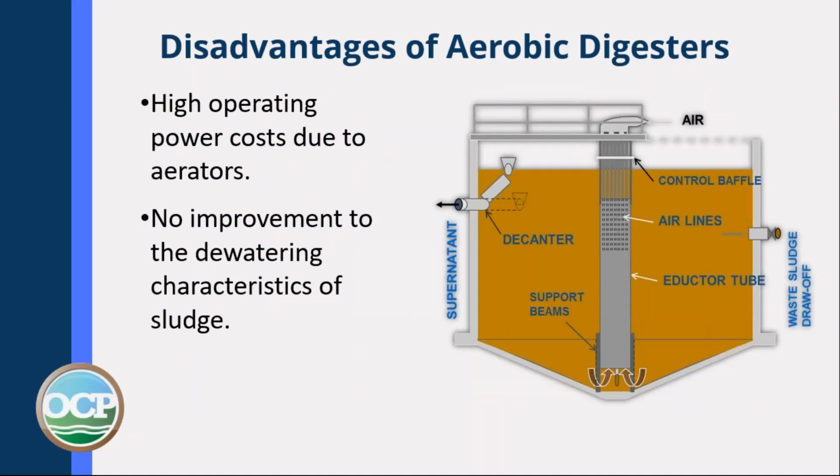Disadvantages of aerobic digesters: you have high operating power costs due to the constant aeration. And aerobic digesters do not improve the dewatering characteristics of the digested sludge.